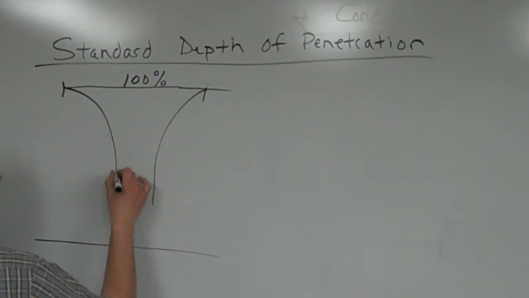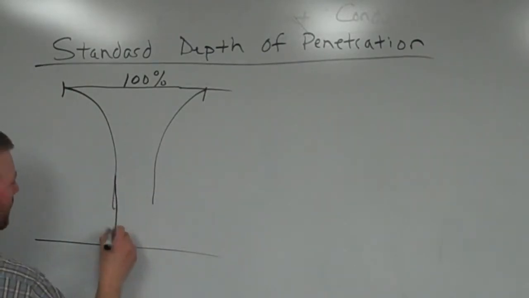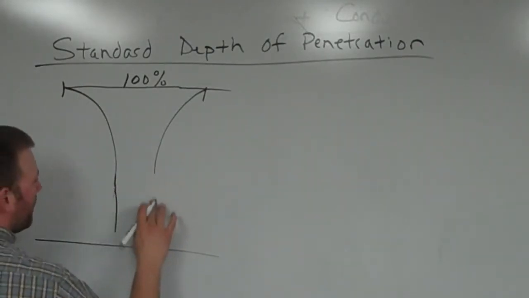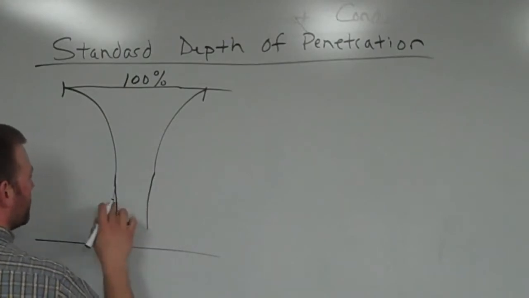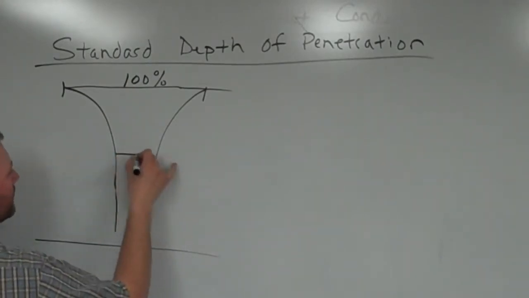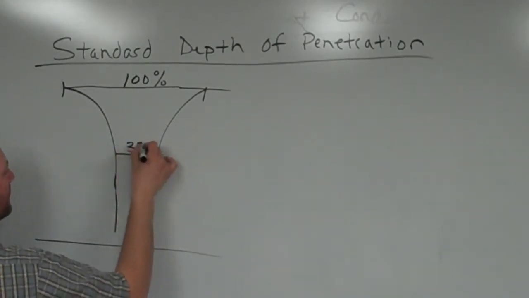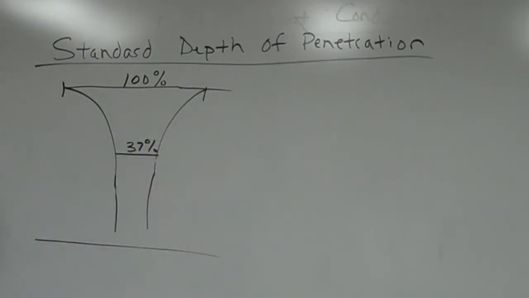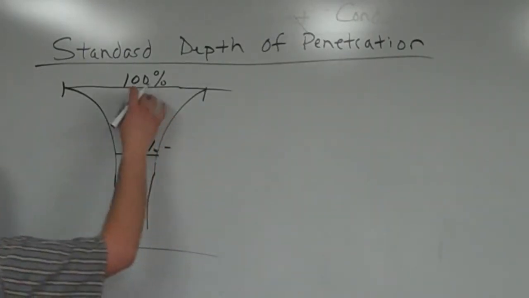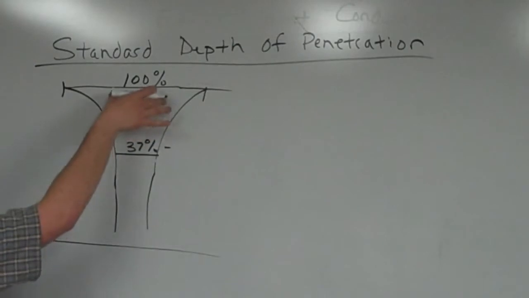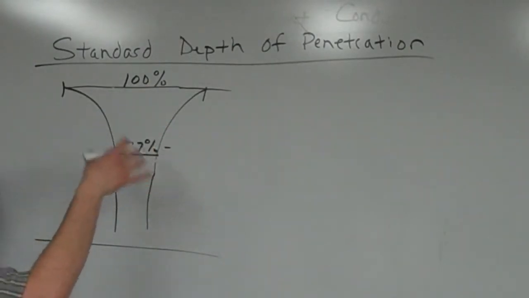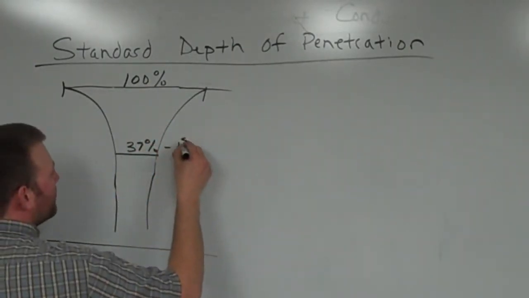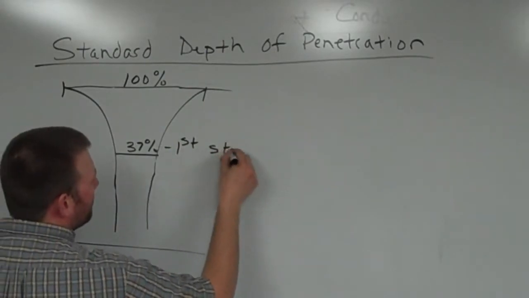These eddy currents are going to get weaker and weaker, and continue to get smaller and smaller, all the way down. I'm not the best artist, but you get the picture. At some point here, this number is going to be 37%. That 37% is the relative density from the surface to where you're located. So that's the first standard depth.